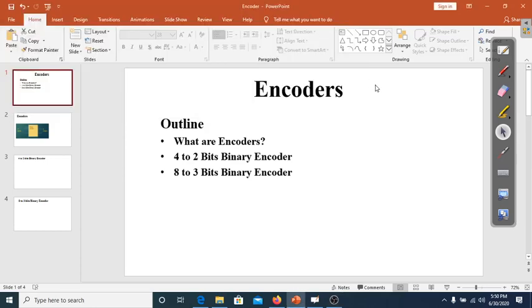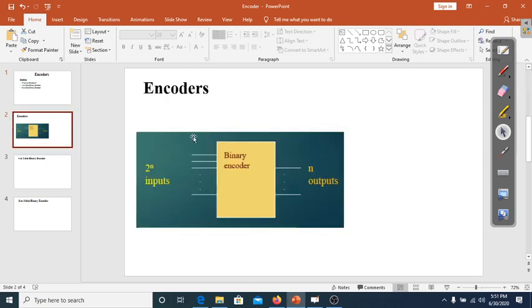In this lecture, let us talk about encoders. The outline of this lecture is as follows. First, we will try to understand the encoders. Then we will talk about the 4 to 2-bit binary encoder, and finally, we'll talk about the 8 to 3-bit binary encoder. Now, first let us talk about encoders.